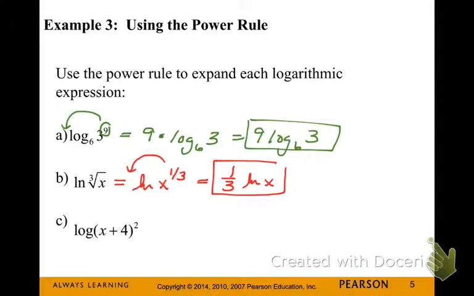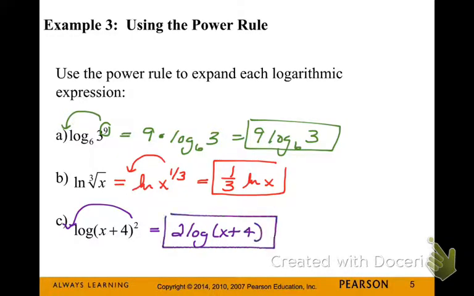On C here, you might be tempted to distribute that square to both the x and the 4, but since this is a binomial, we cannot do that. So what we're going to do is use the power rule by popping that 2 out in front and making this 2 times log of the quantity x plus 4. And this is as far as we can go on this one.